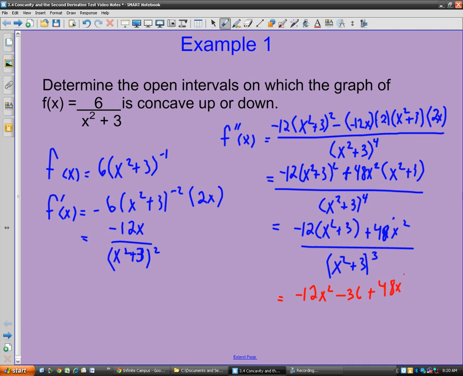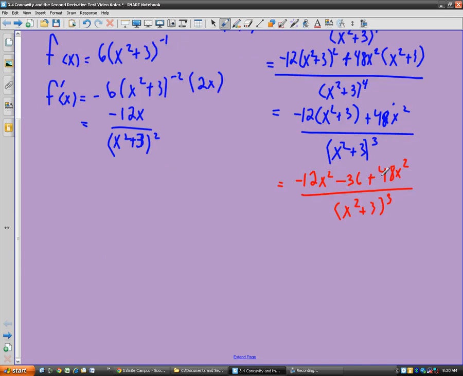And so then you can see that this thing's going to get a little bit better. I will have a 36 in common, and so I can get 36 times x squared minus 1 all over x squared plus 3 cubed. Did I need to do all this simplification?